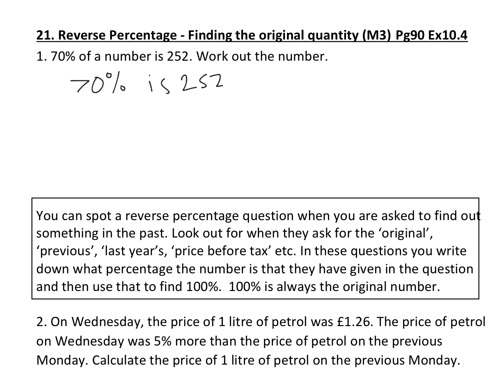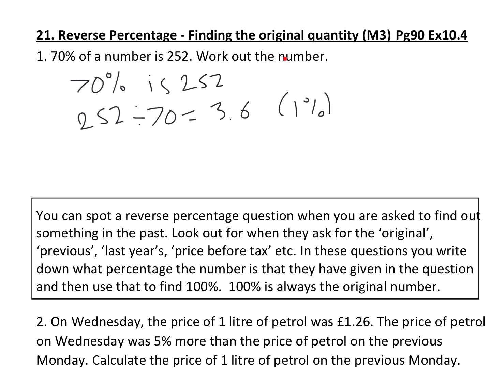If you divide by 70, that will bring you down from 70 to 1. So dividing 252 by 70 will work out 70 times less, which will be 1%. So that gives you 3.6, and that is 1%.